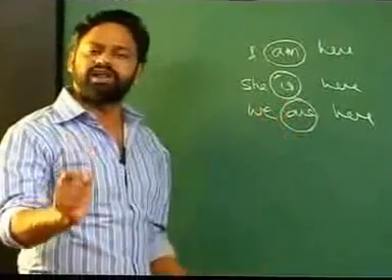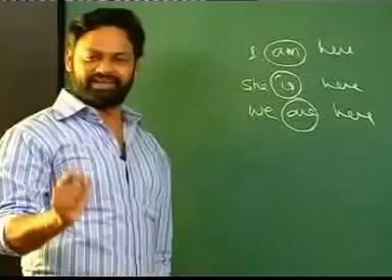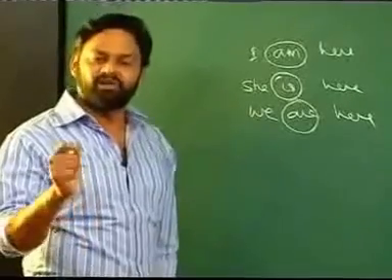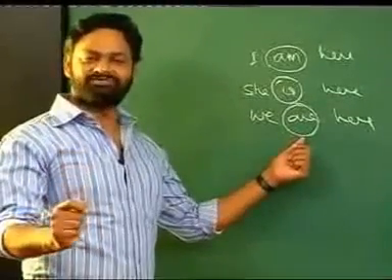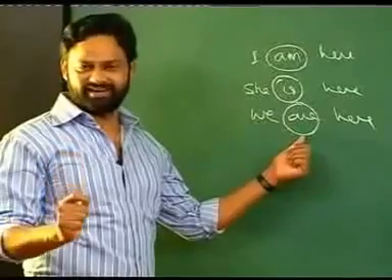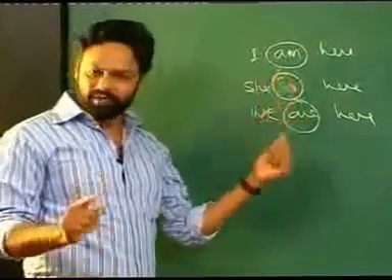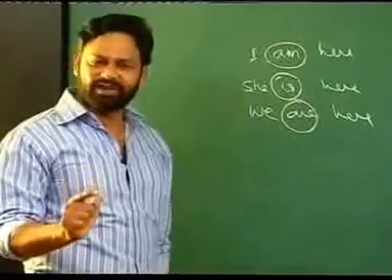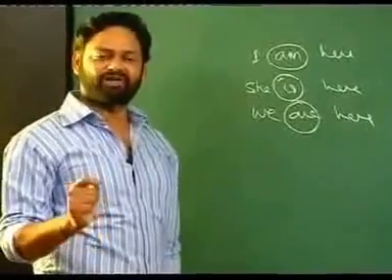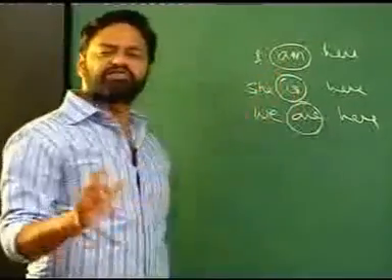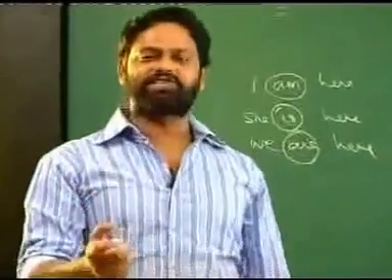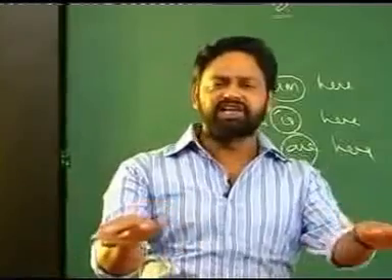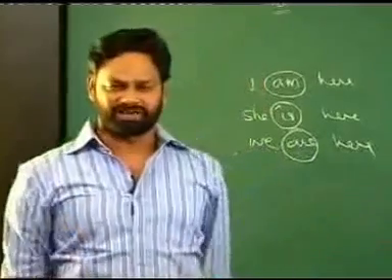ఈజ్ అంటే ఇప్పుడు ఉన్నాడు, ఉన్నది. ఈజ్ అంటే ఇప్పుడు ఉన్నాడు, ఉన్నది అని వస్తుంది. ఆర్ అంటే ఇప్పుడు ఉన్నారు, ఉన్నాము అనే సెన్స్ లో వస్తుంది. Once again, am అంటే ఇప్పుడు ఉన్నాను, is అంటే ఇప్పుడు ఉన్నది, ఉన్నాడు, are అంటే ఇప్పుడు ఉన్నారు. So am, is, are, they are used to talk about the status, the condition, the position of some particular object in the present situation. ఇప్పుడు ఉన్నటువంటి స్థితిని చెప్పడానికి am, is, are వాడతాం.